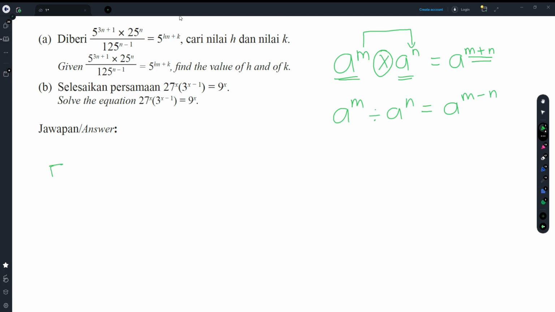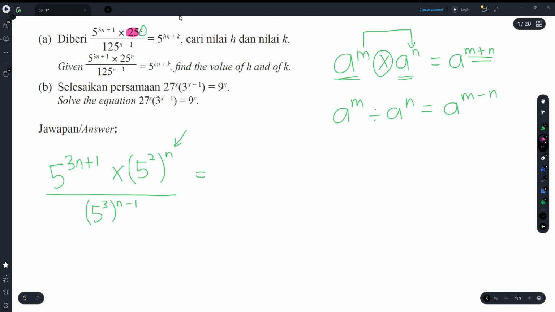For this question, I have 5 to the power of 3n plus 1 multiplied by 5 to the power of 2, all to the power of n. You might be asking how I got 5 to the power of 2: because I have 25 here, and 25 is actually 5 to the power of 2, so I can write it like this, and then the power n I put outside. Divide by 5 to the power of 3, in bracket, n minus 1. Why 5 to the power of 3? Because 125 is actually 5 to the power of 3, and outside we have n minus 1, so I put it outside.